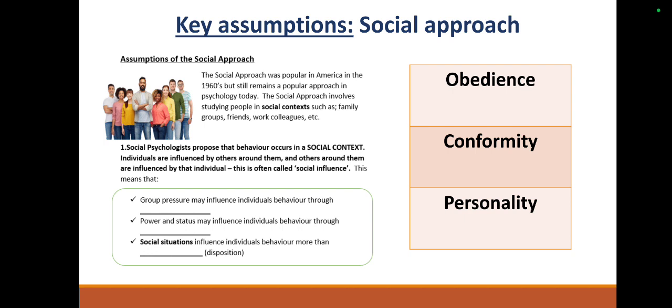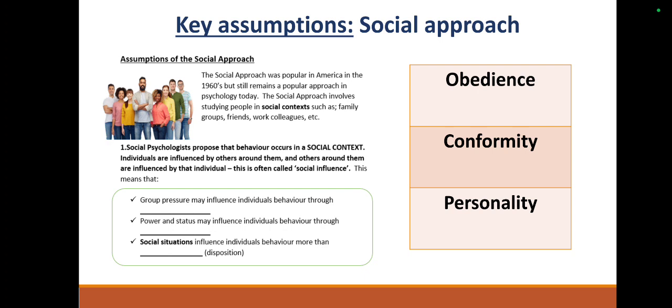the key assumptions. So key assumption number 1, and you can highlight this as we go through, is that a social psychologist would propose that behaviour occurs in a social context and that we are heavily influenced by the other people that surround us in those social contexts, and this is often known as social influence. So the people around you, your peers normally, your colleagues, they are all classed as social influences upon you. And there are 3 kind of aspects to this first key approach.